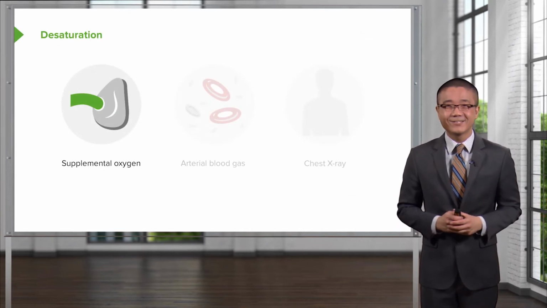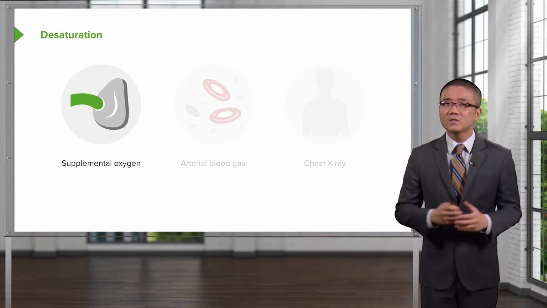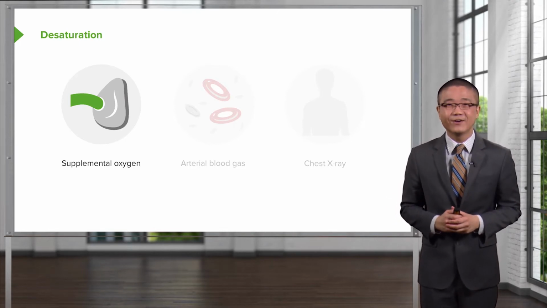How do we treat desaturations? First, prior to even knowing exact diagnoses, give the patient supplemental oxygen. What if the patient's hypoxic because they're having a myocardial infarction? We want to make sure that enough oxygen is delivered to the systemic system, especially the coronary systems.